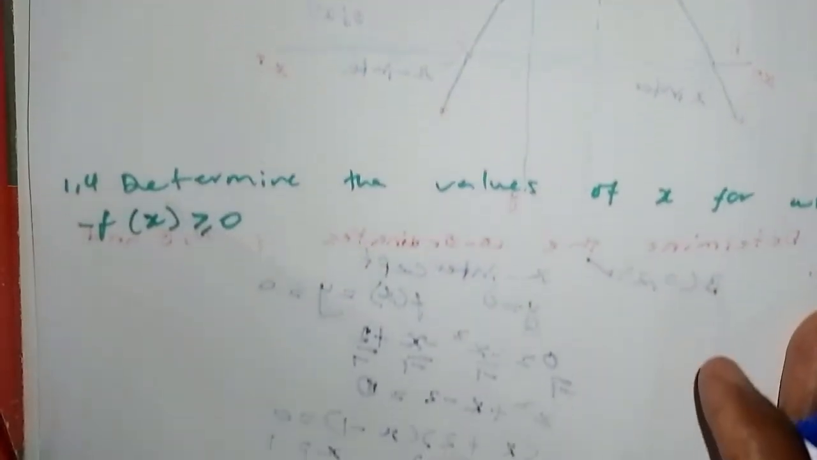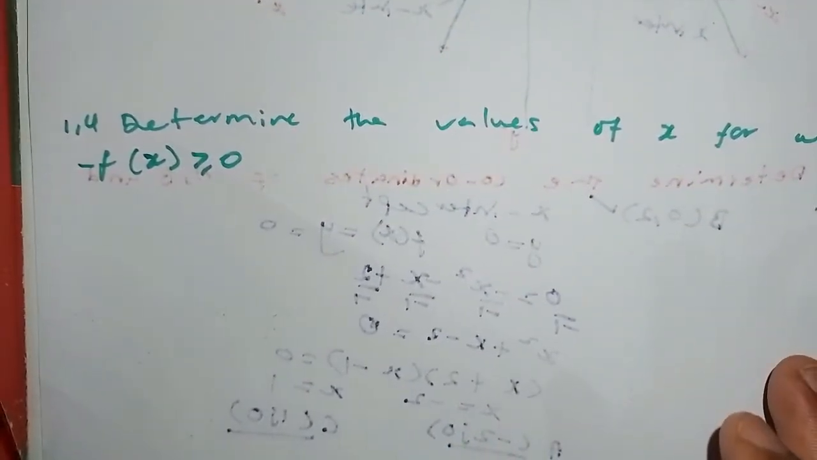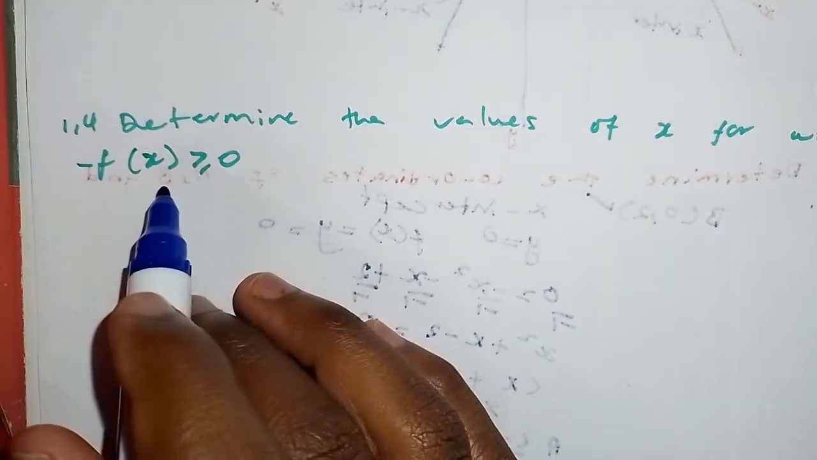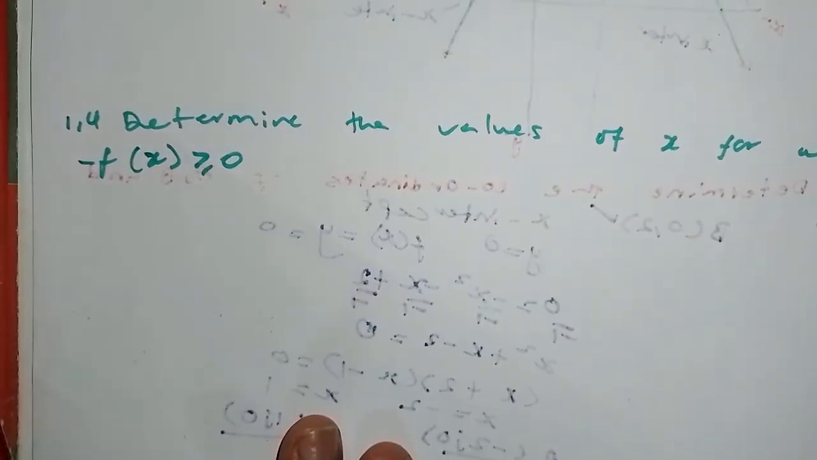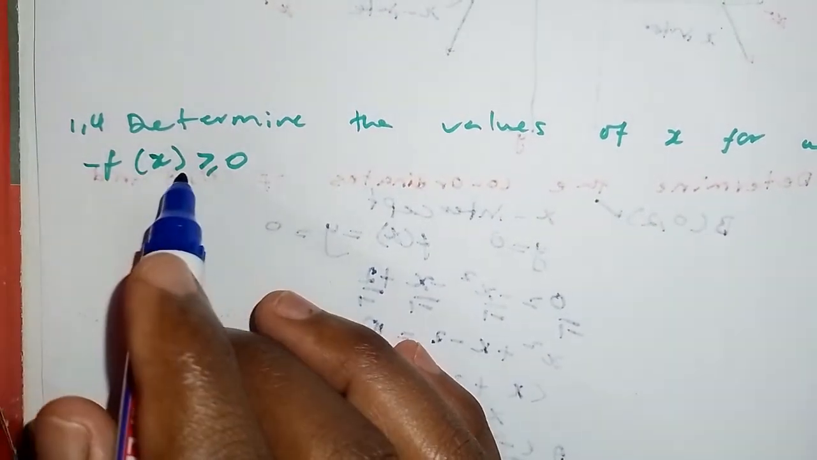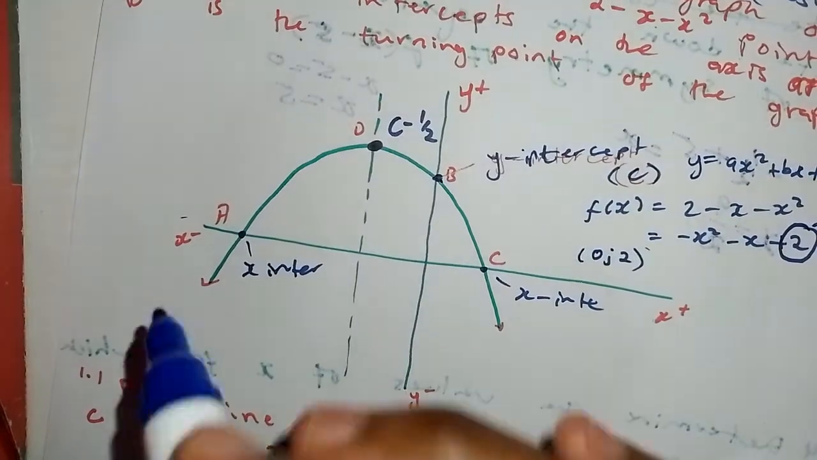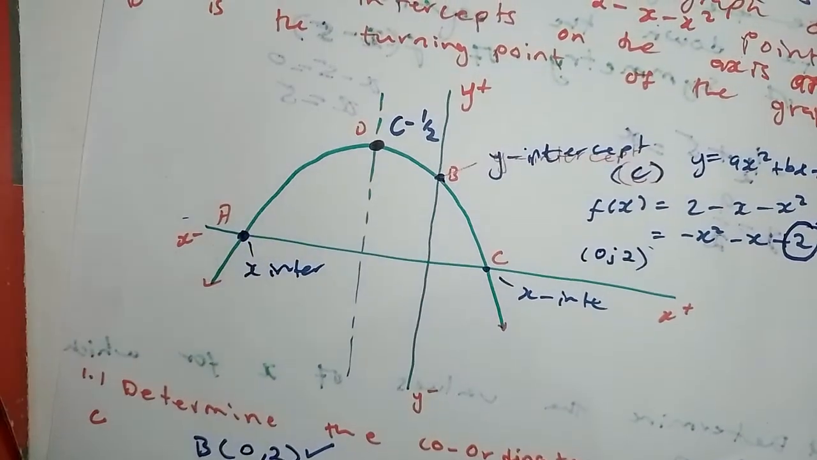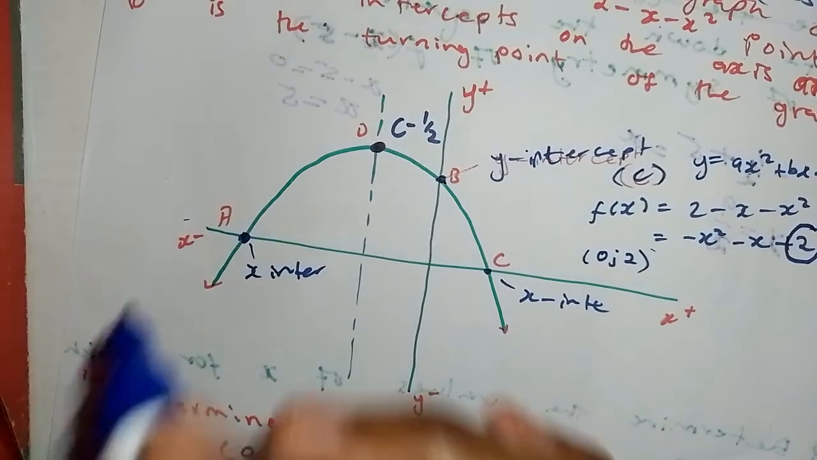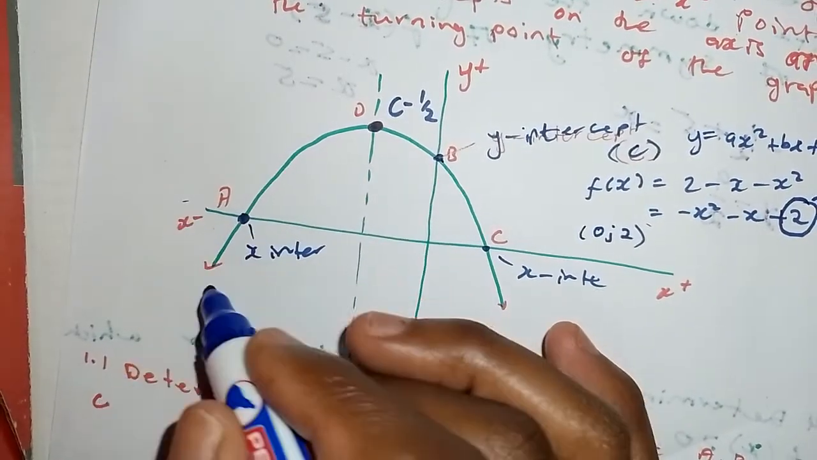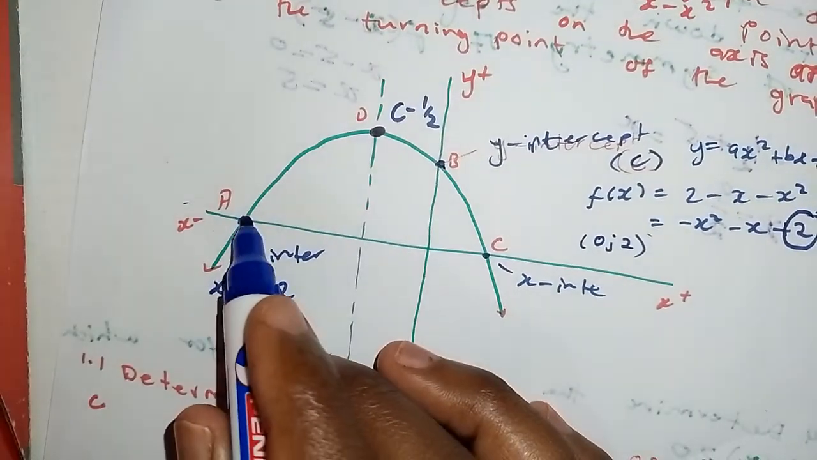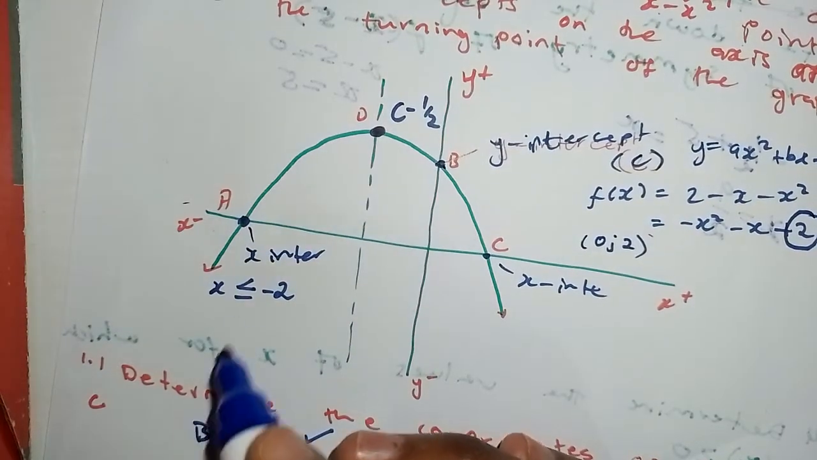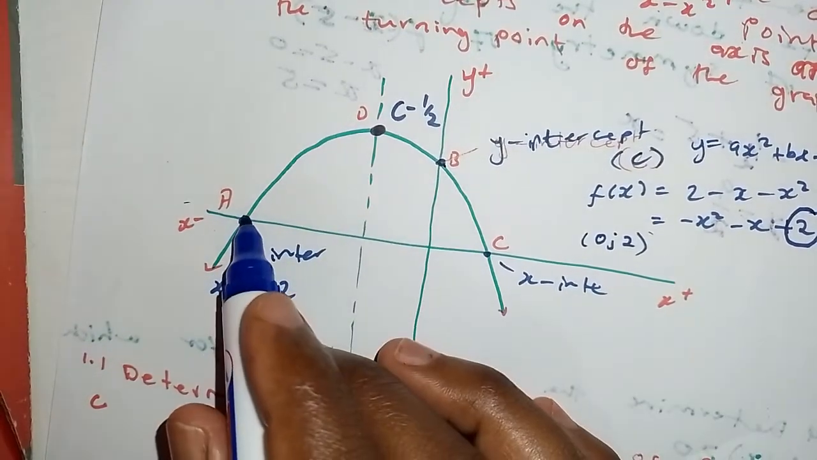Now let's move to the next question. They say determine the values of x for which negative f of x is greater or equal to 0, right? We need the values of x for which negative f of x is greater or equal to 0. If you come back to our graph, this is where our graph is greater or equal to 0. This is the first point, going that way.